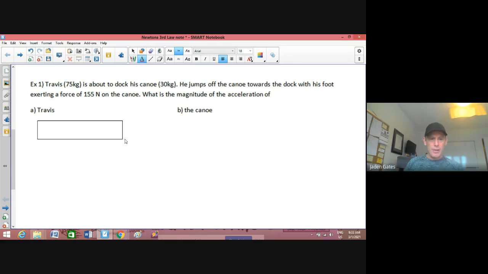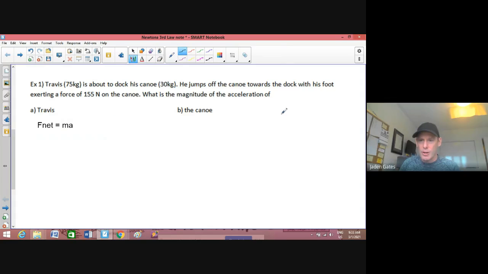With Newton's second law, our net force is equal to ma, because it's asking us about the acceleration here. Let me draw a diagram. Here's our canoe. Here's Travis. I know what you're thinking: this guy's got to be an artist. Not really. Here's the dock.